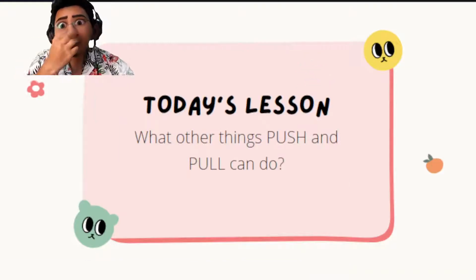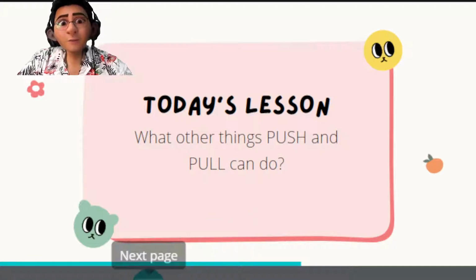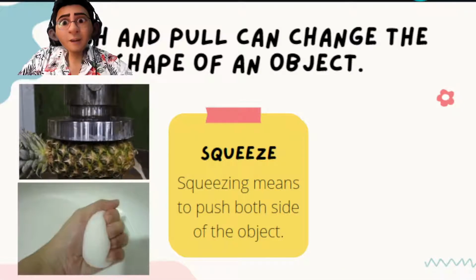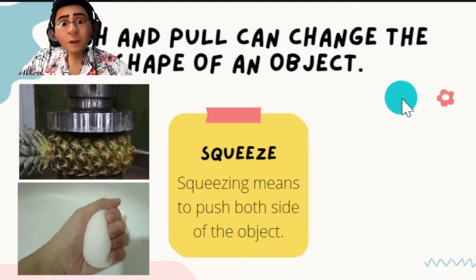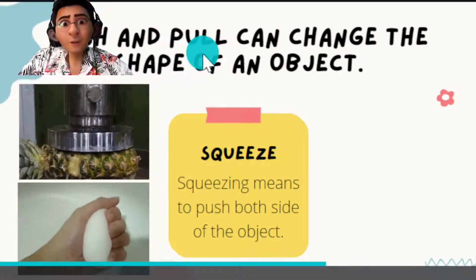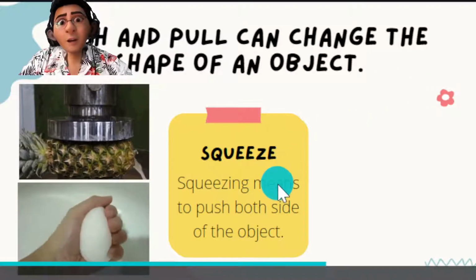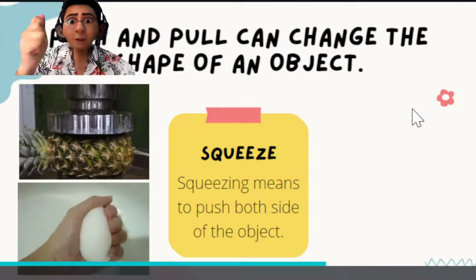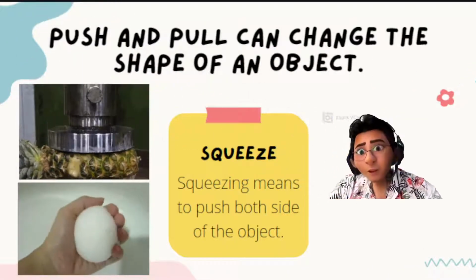Today's lesson, what are the things push and pull can do? Push and pull can change the shape of an object. Example here, squeeze. Push and pull can change the shape of an object by squeezing. Squeeze means pinching.